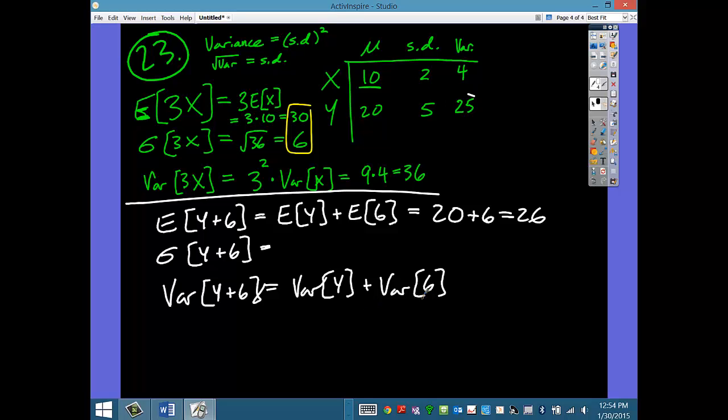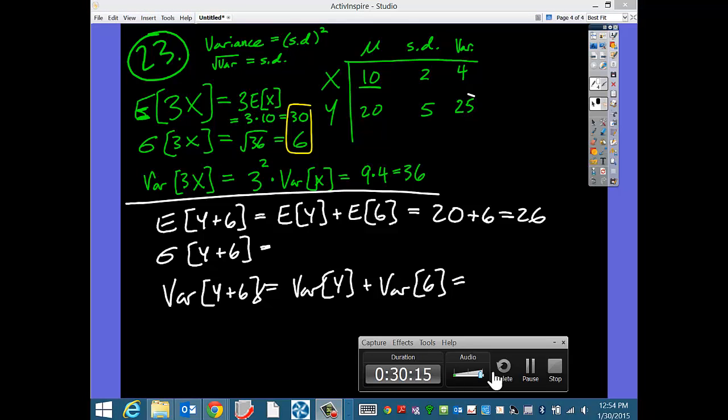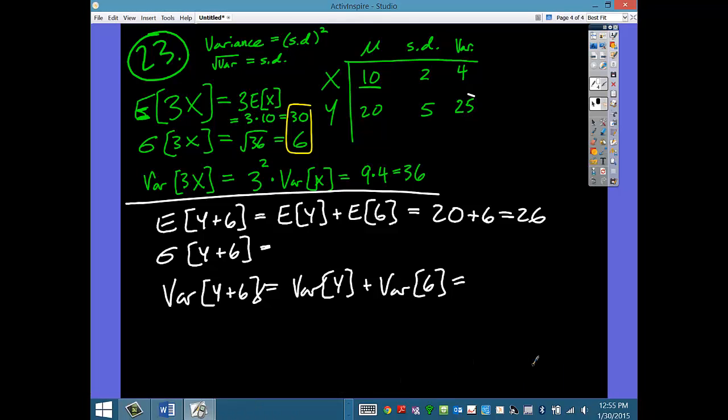Variance of 6. How much does 6 vary? Right? This is like a bad joke. Not at all. The variance of 6 is 0 because 6 doesn't vary at all. It's a constant, right? Okay, so the variance of y, then, we know is 25. Variance of 6 we know is 0. This adds to make 25.